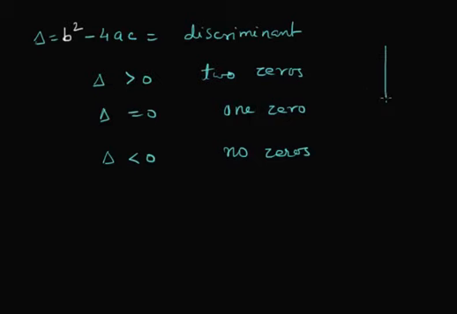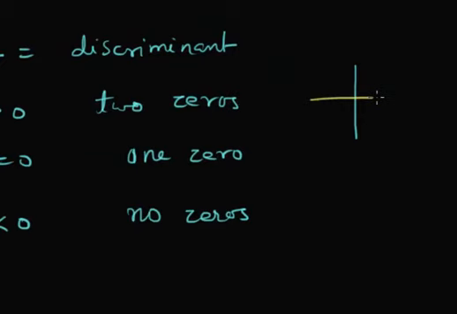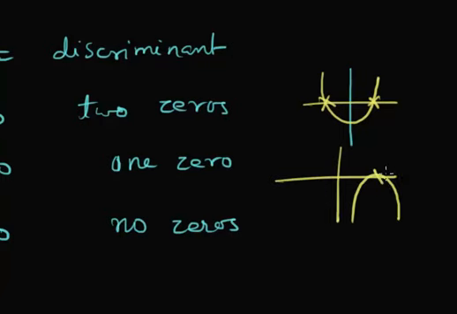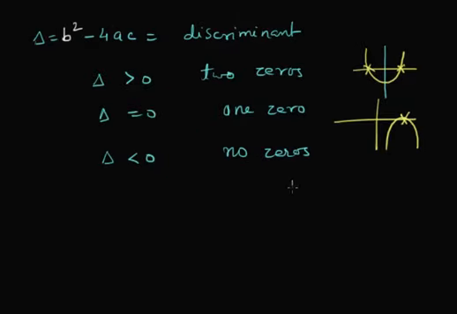Even if we want to show it with an example, a quadratic function with two zeros will be somewhat of this kind. These are the two zeros. Similarly, the quadratic function with one zero will be, say, of this kind. This is the point where we will find only one zero. No zeros means the quadratic function may exist in one of these forms. It's not even touching the x-axis.